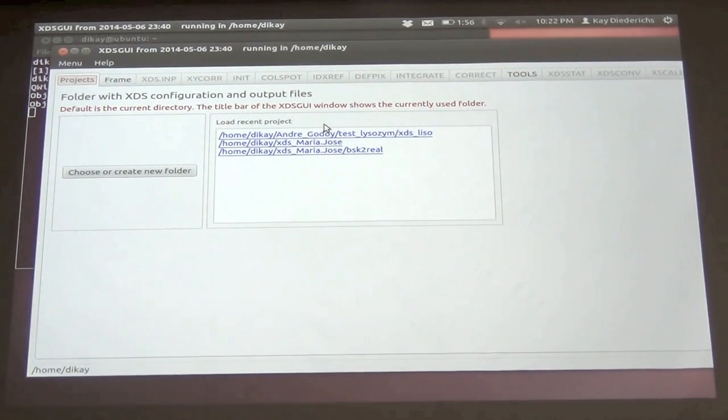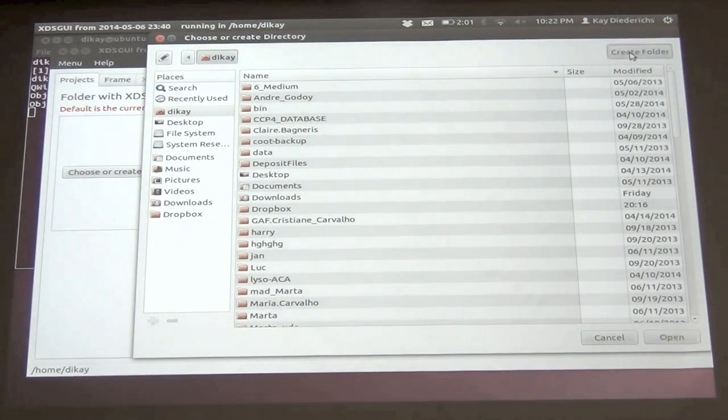Okay, so now the idea is very simple, very similar to what you've seen for iMosflm, except that in iMosflm the steps were from top to bottom, and here they are from left to right. So you start in the projects tab, move to the frame tab. This gives you the XDS.INP. Then all the outputs from XDS will be shown in the tabs that are grayed out now. Then you have the Tools tab with user modifiable commands. You can run XDSSTAT, XDSCONV, and XSCALE. That's the whole idea.